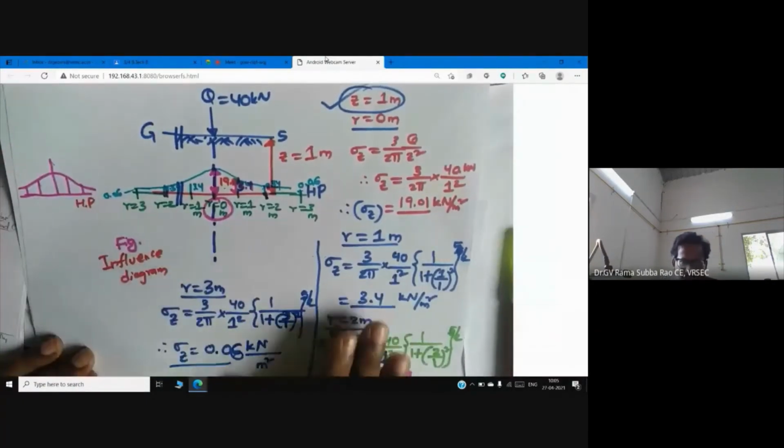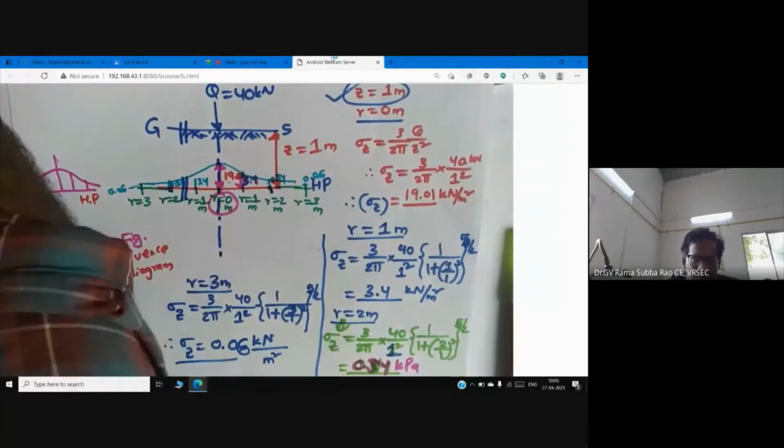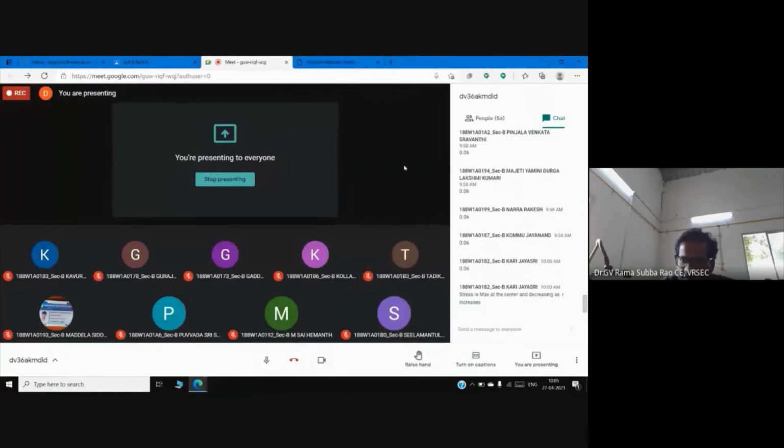It is your time. So we are discussing. Please tell me, can anyone comment now? Can anyone say? Stress is maximum at the center and decreasing as R increases. Look how well they put it. So it is very good.